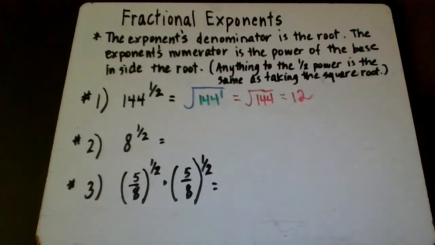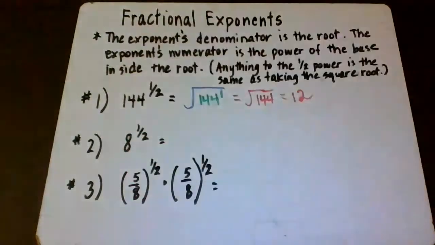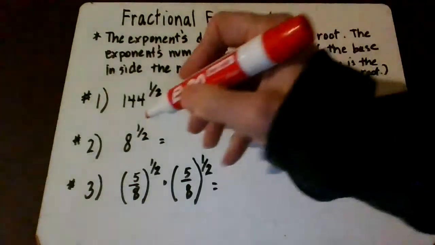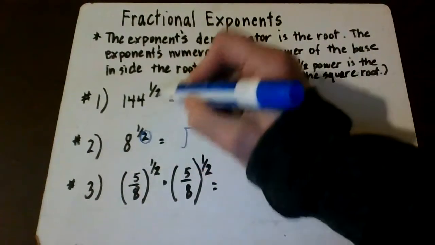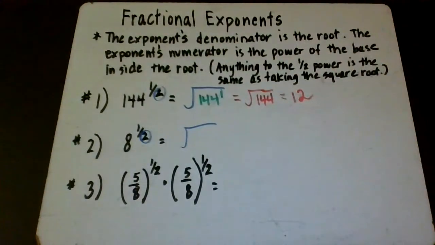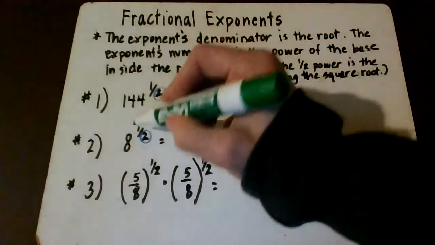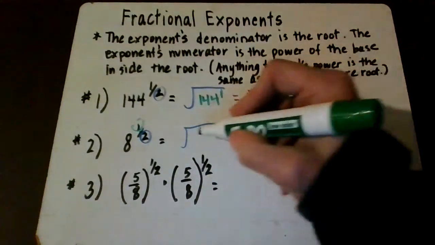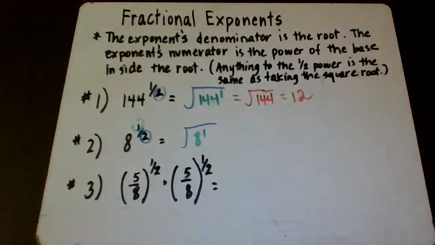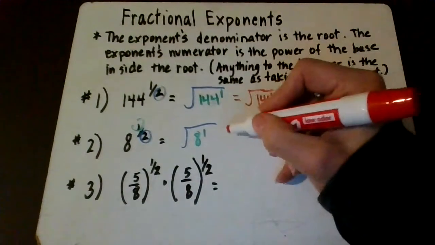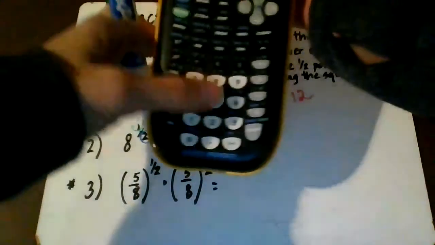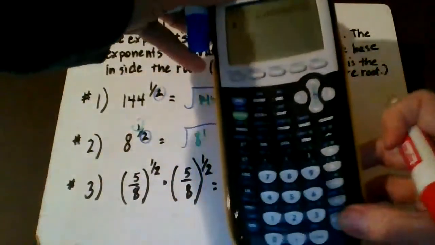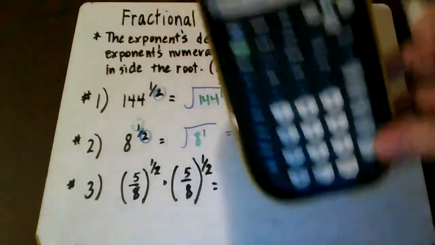So let's look at the next one. It says 8 to the half power. So again, following the directions, the 2 would be the square root. I'm going to circle these both in blue so you can kind of see where I'm going. And the numerator is the power of the base inside the root. So it would be 8 to the first power. Anything to the first power is just the number itself. So this would be the square root of 8. Square root of 8 is not a perfect square, so I would have to calculate. So let's see, square root of 8. And if I round to the nearest hundredth, I come up with 2.83.